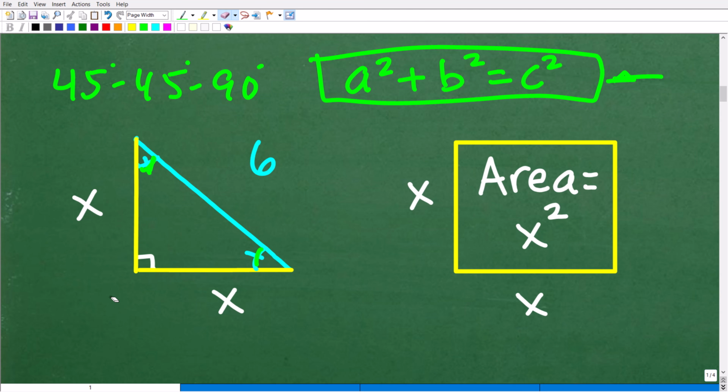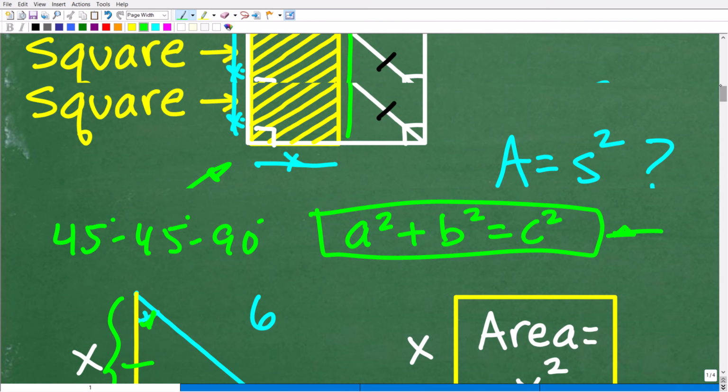Okay, so again, what we want to do here is see if we can find this length x. Of course, it's going to be the same side, because when you have a 45, 45, 90 degree right triangle, the sides are congruent. Okay, so if we can find what x is equal to, then we can go back over here to our triangle, I mean, our square, excuse me.